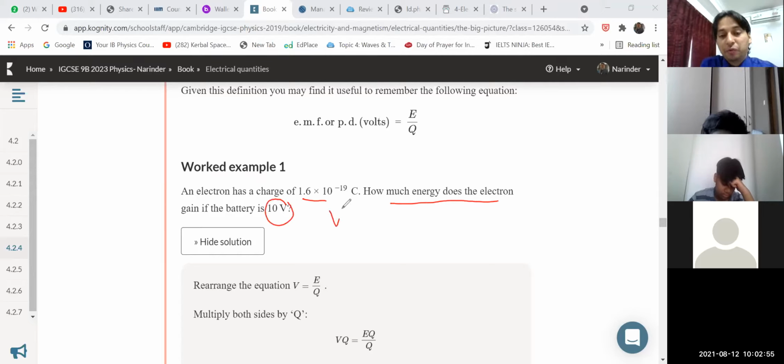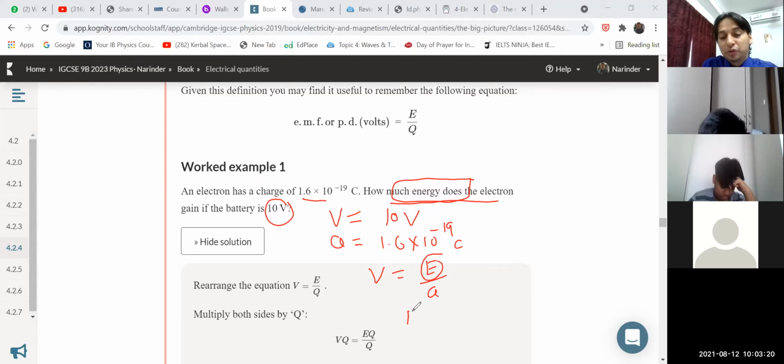So let me write here the information we have been given. V equal to 10 volt. Electron has a charge, Q is given as 1.6 times 10 to the power minus 19. You need to calculate how much energy it gains. So you need to use the equation V is equal to E by Q. You need to calculate E. So E is equal to, if you cross multiply, rearrange the terms, put the value of V, put the value of Q, multiply, and then you will get the answer, children.